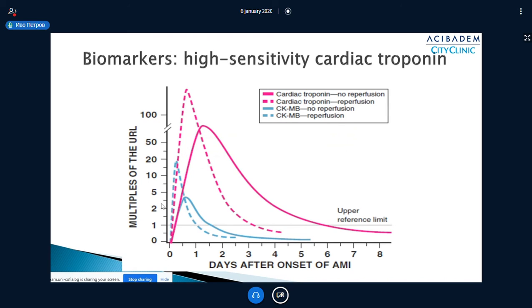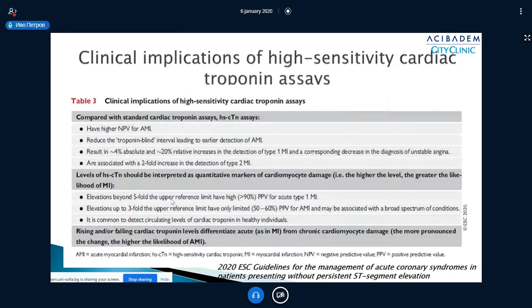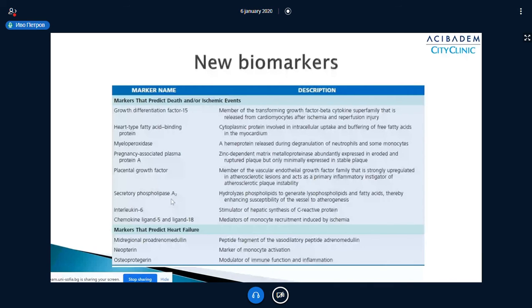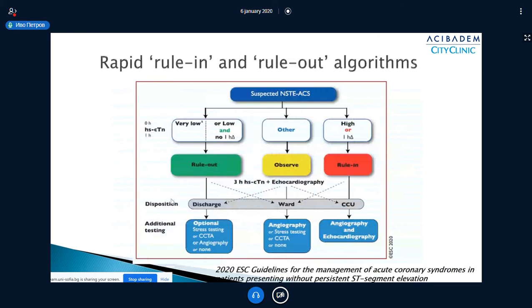So this is the timeline of the rise and fall of the laboratory tests during the unstable coronary syndromes. Here are the new biomarkers. I already mentioned the myoglobin, also interleukin 6, which is also an inflammation sign. Also neopterin, osteoprotegerin. This is the rapid rule-in and rule-out algorithm.